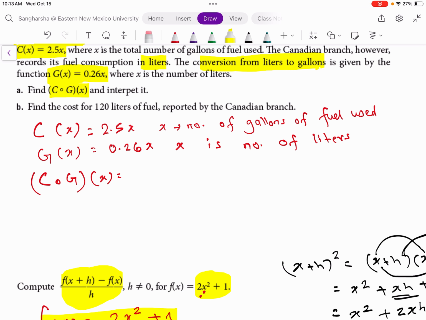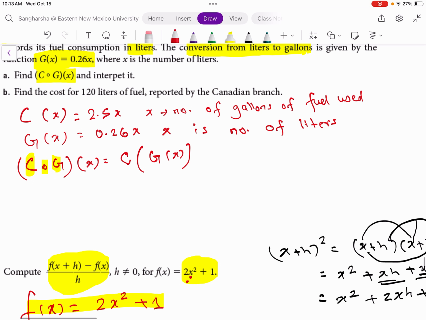We are asked to find C composite G. So the definition is, you just write down C, replace composite by parentheses, then G of X. Okay, now let's do substitution. So we have a C as it is.